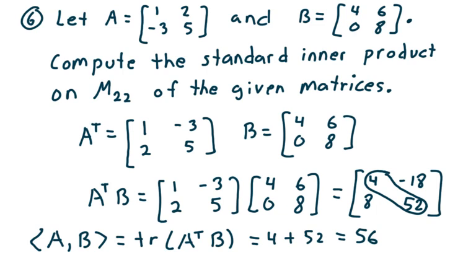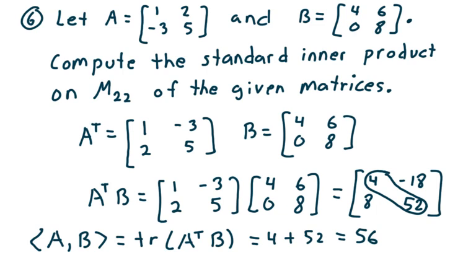Number 6. Let A equal the matrix 1, 2, -3, 5, and B equal the matrix 4, 6, 0, 8. And we want to compute the standard inner product on the set of all 2 by 2 matrices of the given matrices. Now, A transpose is the matrix 1, -3, 2, 5. B, right, is the matrix 4, 6, 0, 8. If I take A transpose B, I get the matrix 4, -18, 8, 52.